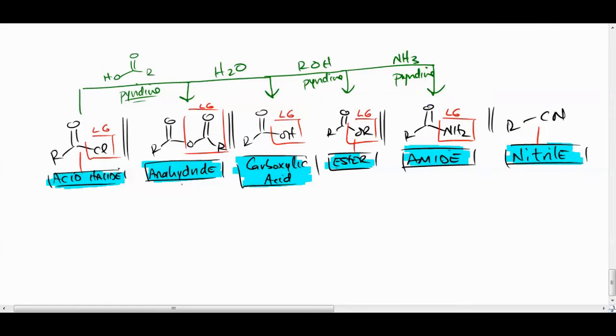Alright, now if we start off with the anhydride, we can form the carboxylic acid. You know how we would form that? H2O. That's right. How would we form the ester? ROH. That's right. And this time we don't need a pyridine because we're not forming HCl. Okay. How about the amide? How would we form the amide? NH3. That's right. And then we can directly form this guy.